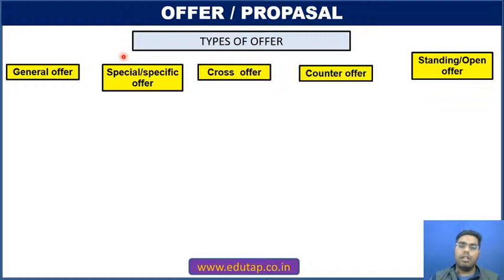Next are types of offer. So offer is basically categorized into 5 types: general offer, specific offer, cross offer, counter offer, or standing offer. Okay.